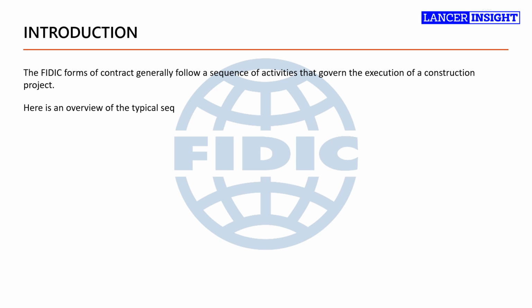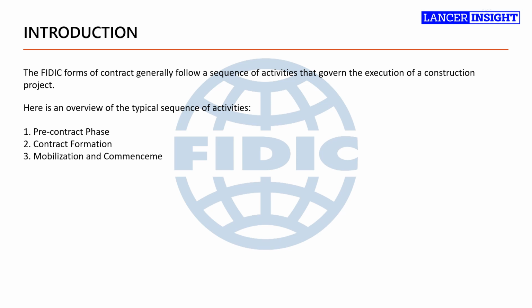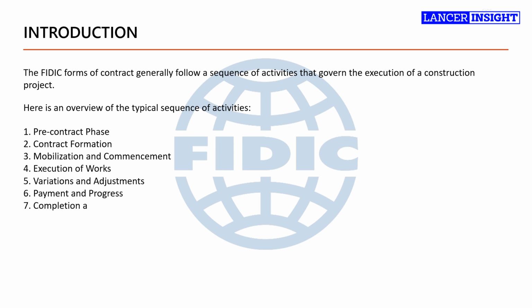Here is an overview of the typical sequence of activities. Number 1. Pre-contract phase. Number 2. Contract formation. Number 3. Mobilization and commencement. Number 4. Execution of works. Number 5. Variations and adjustments. Number 6. Payment and progress. Number 7. Completion and handover. Number 8. Final account and settlement. Number 9. Contract closure. Let's have a brief insight of each of these activities.